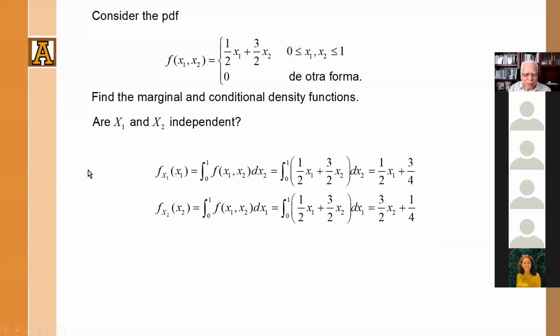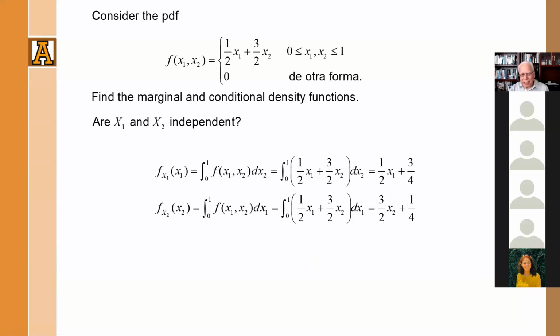Okay, so instead of doing it as an exercise, since you already downloaded this, you compute the marginals. For x1 you integrate over x2. That's the integral of 1/2 x1 plus 3/2 x2, but I'm integrating only with respect to x2, so that's 1/2 of x1 plus 3/4, when you evaluate this at 0 and 1. And the marginal for x2 is equal to 3/2 of x2 plus 1/4.